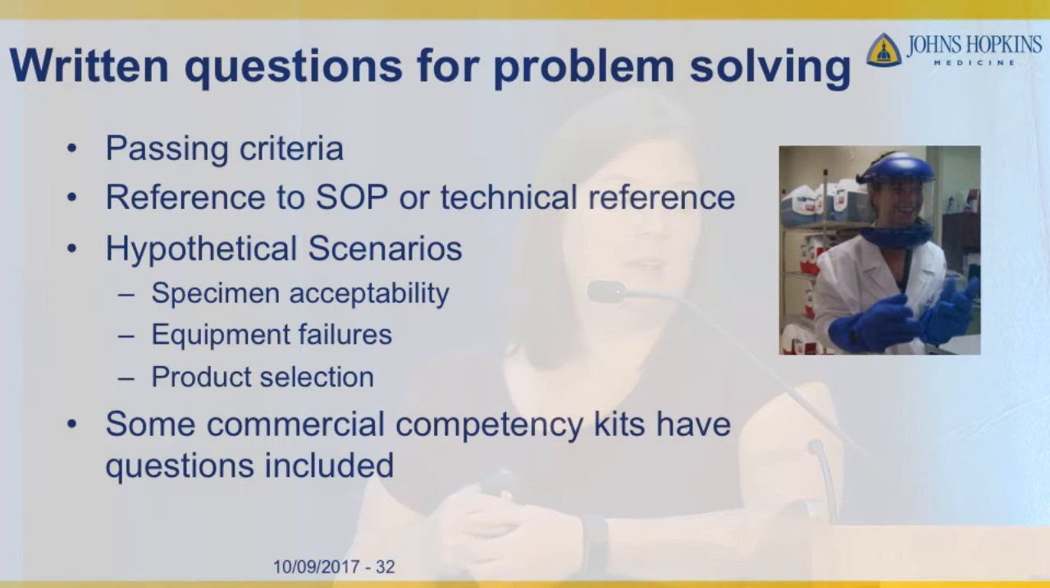Equipment failures. What would you do if the instrument started having this alert? What would you do to clear that alert? All right, and these are things that should be able to be referenced in some type of manual. Product selection. Give a patient scenario. What type of product would you give? All right, those are some pretty easy questions that you can write that would evaluate their problem-solving skills.